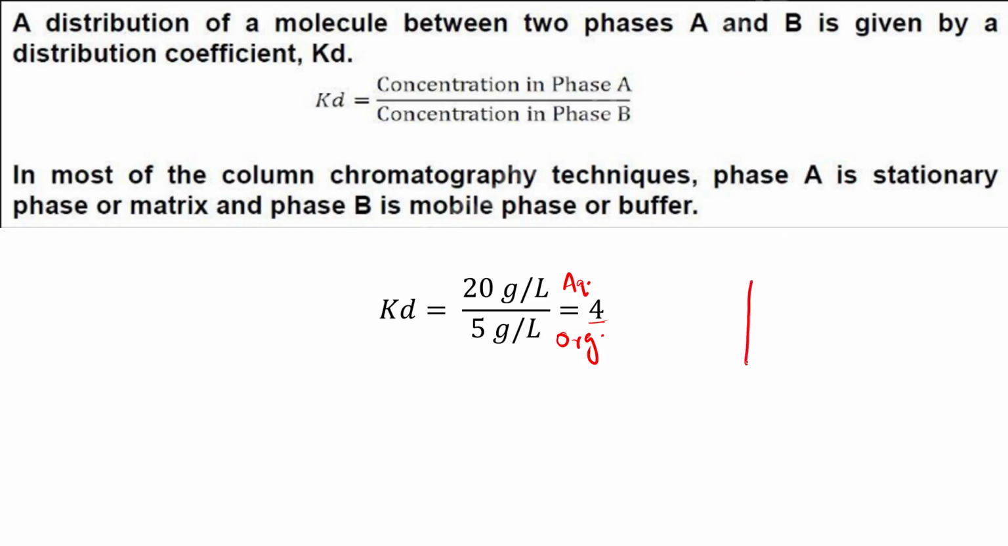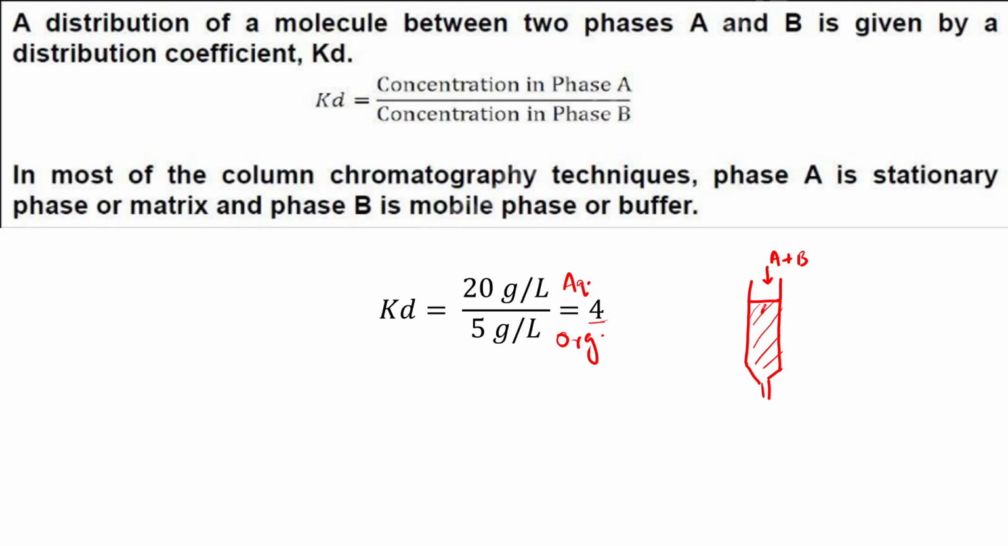We have a column. So we have something like this, a column in which some form of resin or bead is packed. Okay, and we pour our analyte, whatever we want to separate. Let's say we have a mixture of A and B. I want to separate the mixture of A and B, so I will pour the A and B mixture onto the column.